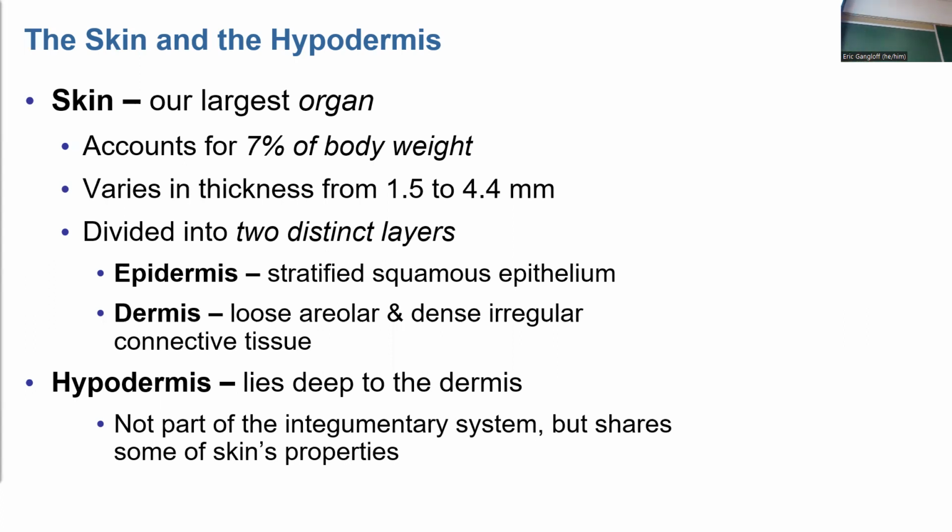Remember that the epidermis is derived from the ectoderm germ layer, whereas the dermis is derived from the mesoderm germ layer. Then below those two layers, we have something called the hypodermis, which is technically not part of your skin, but we're going to talk about it a little bit anyway, because it does provide some important functions related to the skin. So for example, this is where we find adipose or fat tissue that provides insulation to various parts of the body and is closely associated with the skin.